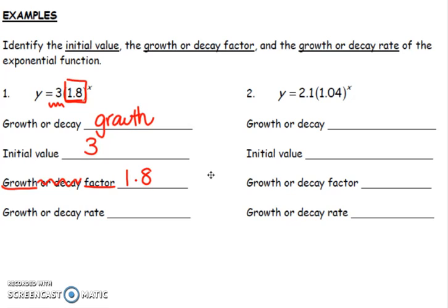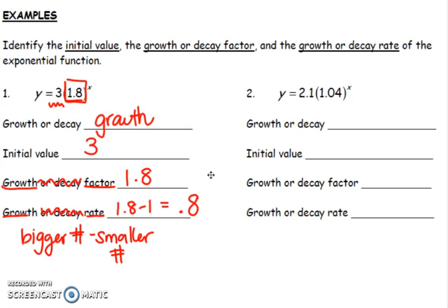And then again, to find the growth rate, you're going to do the factor minus 1. So you would do 1.8 subtract 1, because you will always do the bigger number minus the smaller number. So maybe that will help you all out. And then 1.8 minus 1 is just 0.8. So our growth rate is going to be 0.8. You can also make that a percentage by moving the decimal twice and getting 80%. So you can either say 80% or 0.8 is your rate. Okay, we usually do percentages.